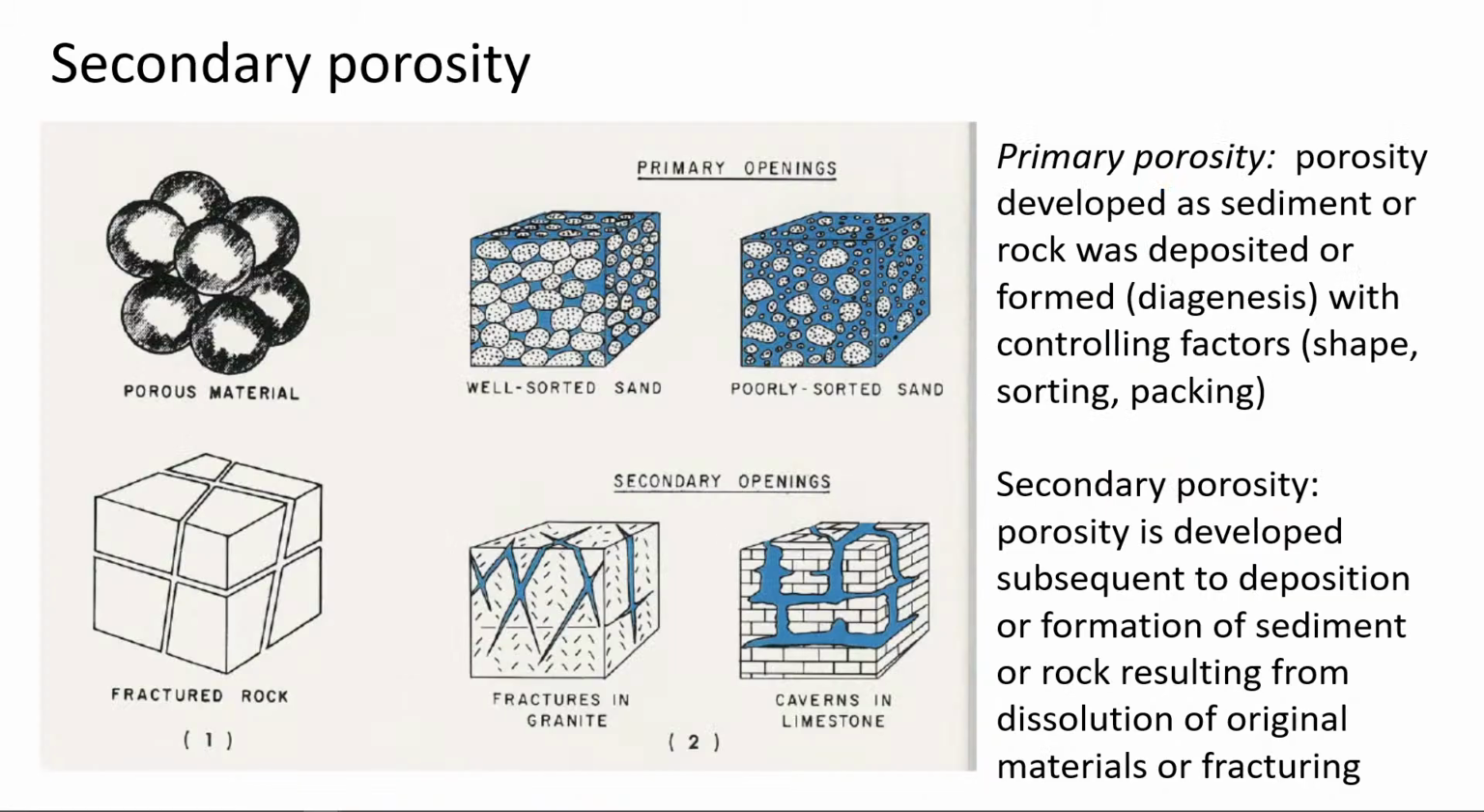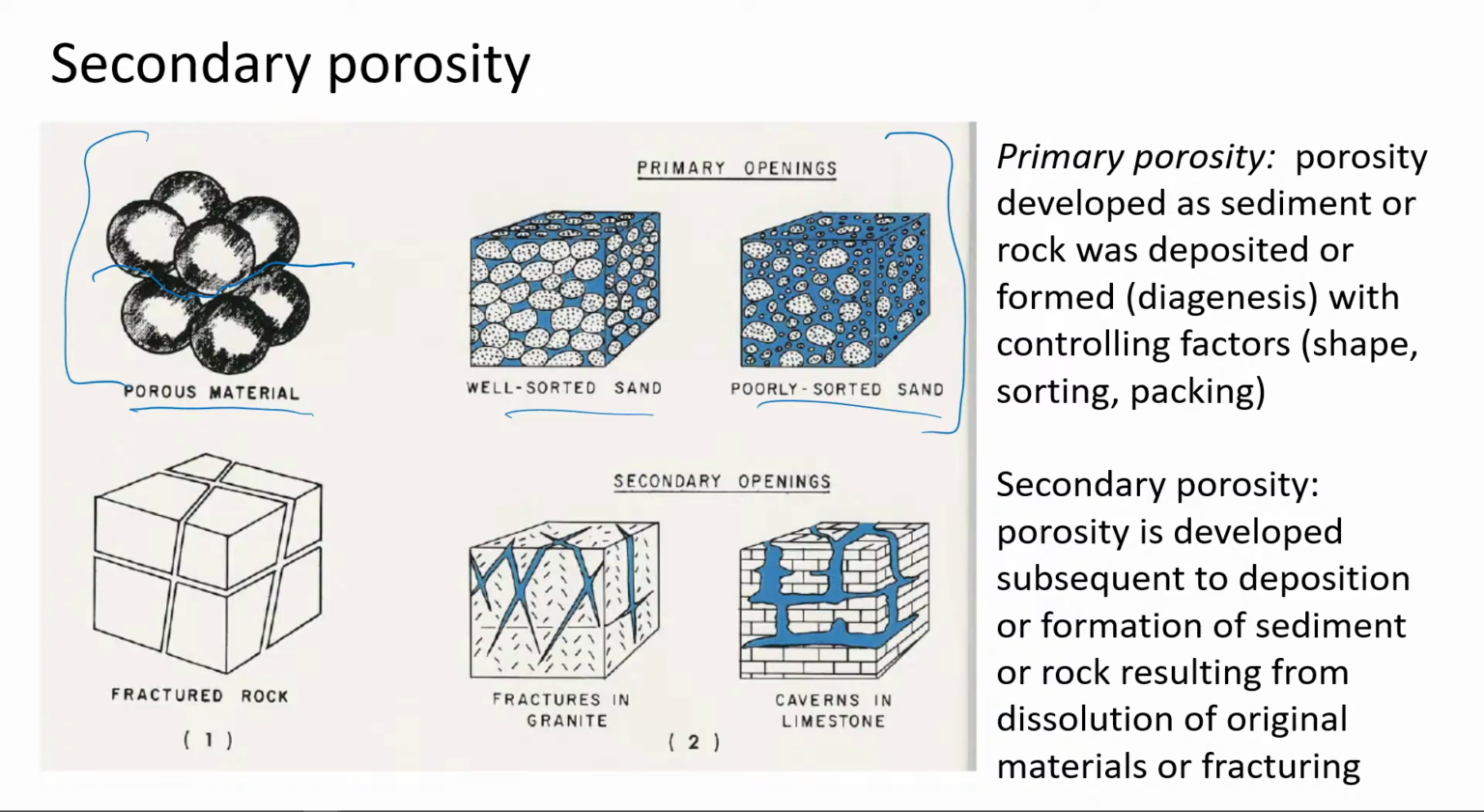Now what we have been talking about is called primary porosity. Here you have the porous material, like sand, for example, and this is where water can flow. This is well sorted sand, and this is poorly sorted sand. All of this is called primary porosity: porous material like well sorted sand, poorly sorted sand, clay, till.